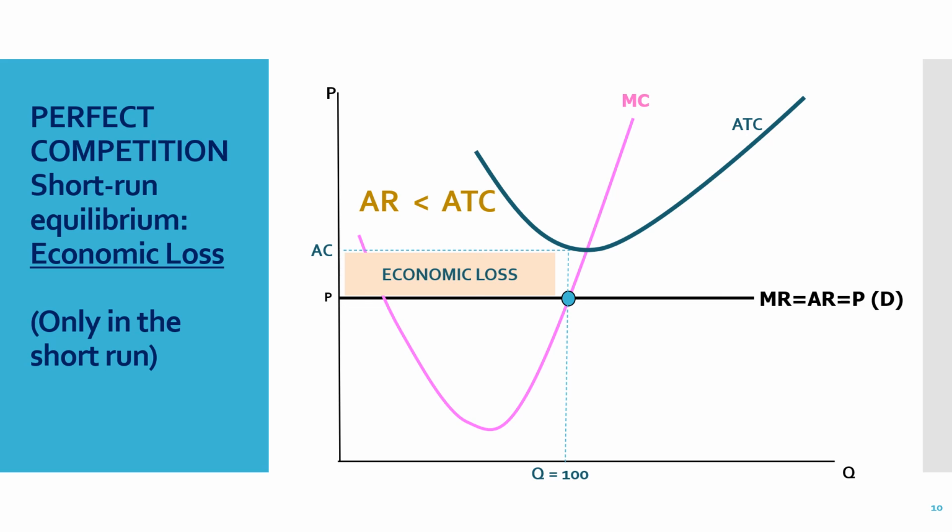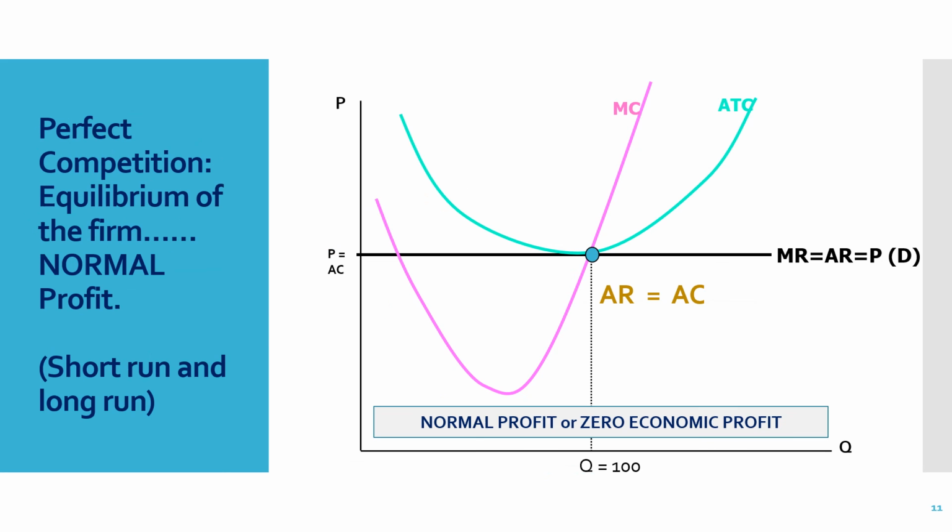There would be your economic loss. Where's your average total cost? Now it's above your average revenue curve. So we can see our average cost is higher than our average revenue. That means our firm is making an economic loss. What about a normal profit? There we have it, normal or zero economic profit. In this case, my average revenue is equal to my average cost. Well, folks, that's the end of part 1. Now we will, in part 2, go from the short run to the long run for perfect competition. See you later.